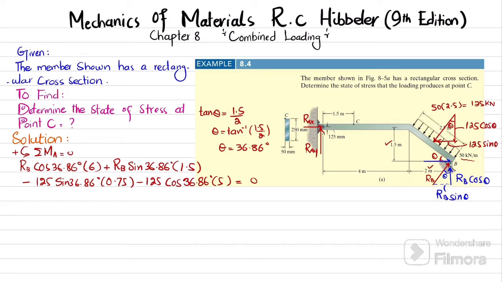So the first term will give us 4.8 RB. The second term will give us 0.89. The third term will give us minus 500, and the fourth term will give us minus 56.23. That will be equal to 0.